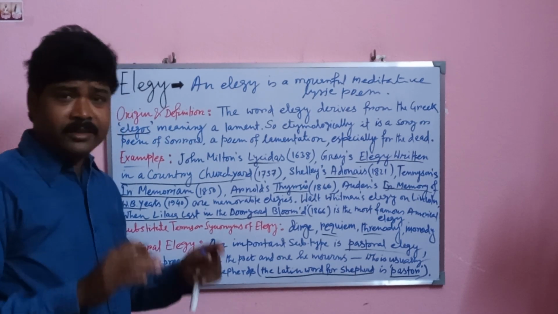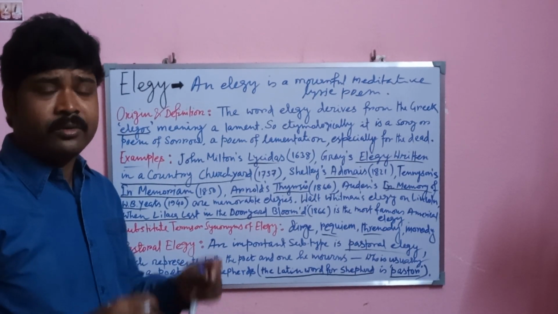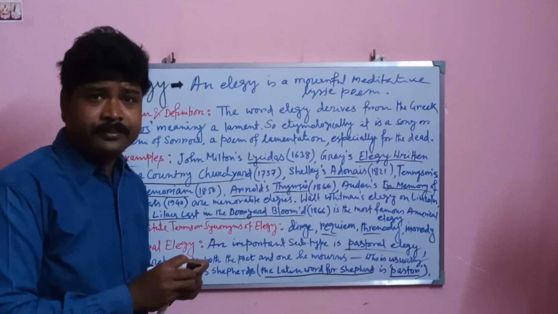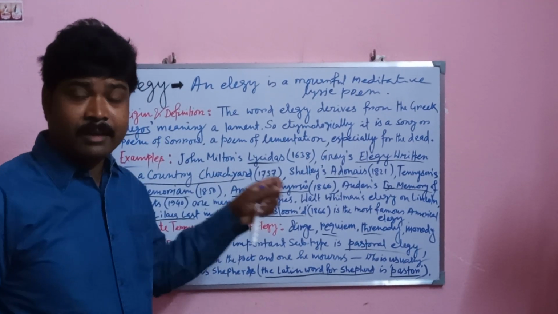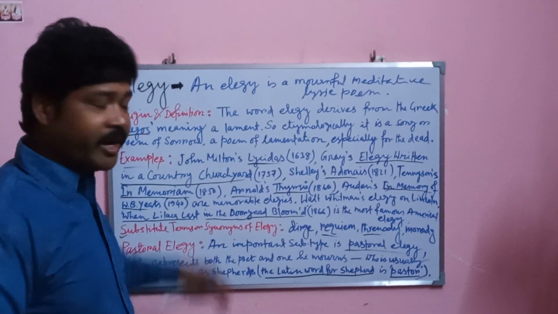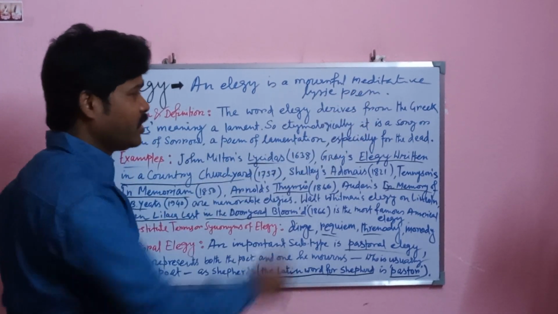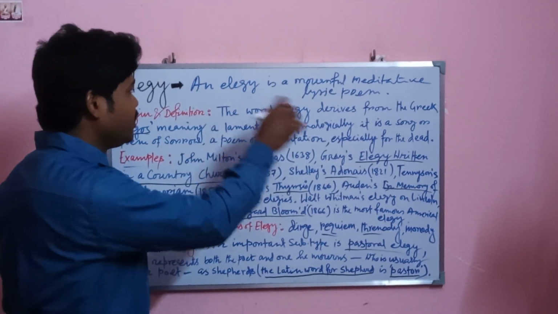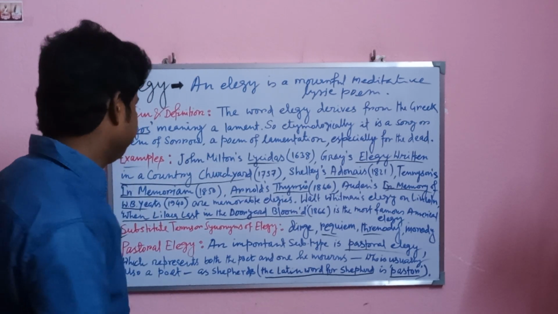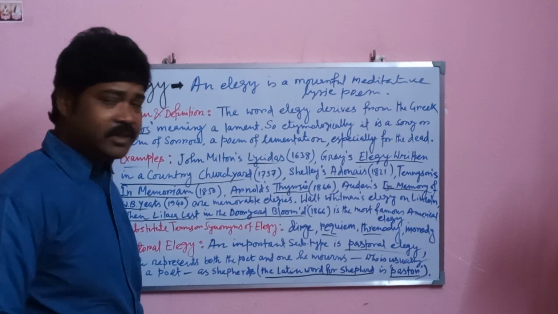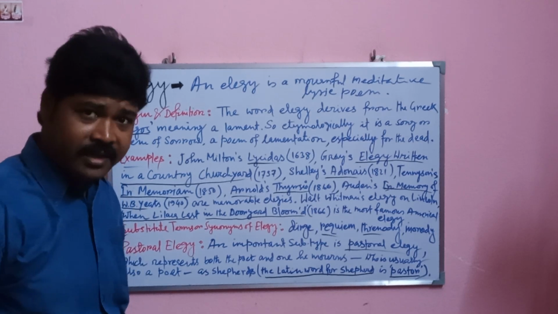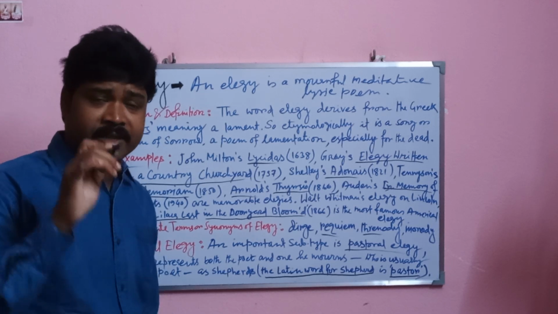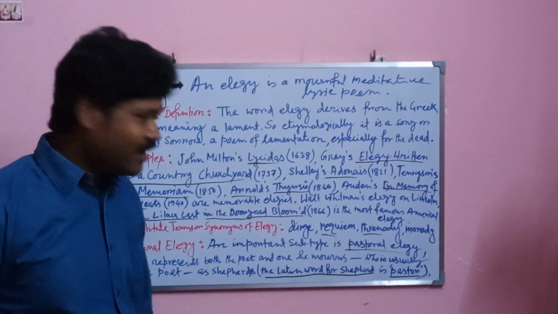So, friends, before we conclude our topic, let us sum up. Origin from Greek elegos, meaning a poem of lament. So elegy is a poem of lamentation for the dead. Examples: Milton's Lycidas, Gray's Elegy Written in a Country Churchyard, Tennyson's In Memoriam, Shelley's Adonais, Arnold's Thyrsis.